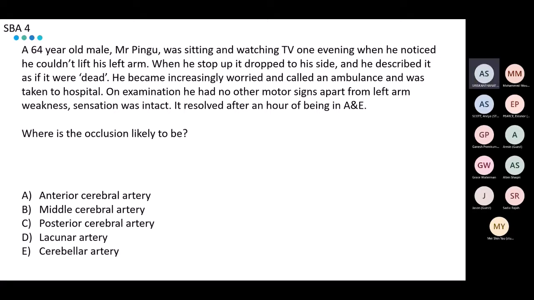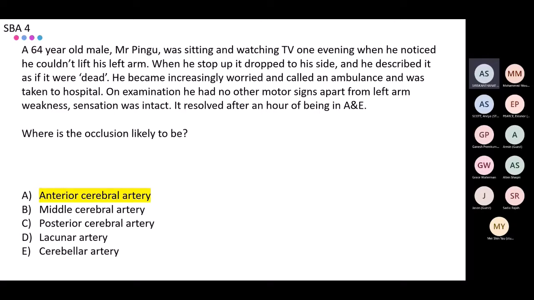I'll give it about 10 more seconds. Okay, I'm going to close the poll now. So it looks like a split of answers. So the correct answer is A.